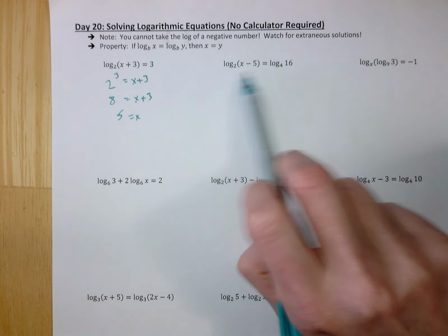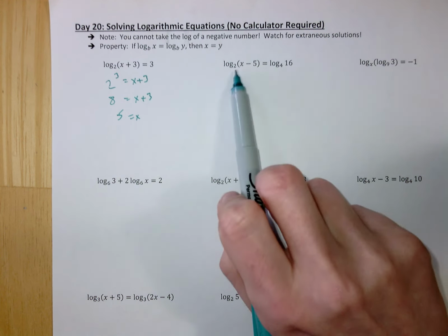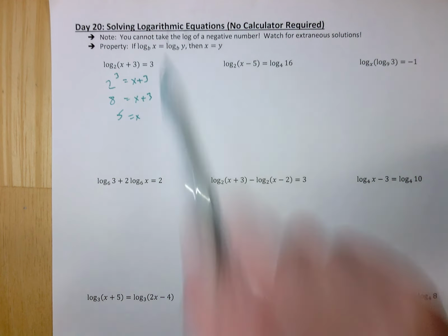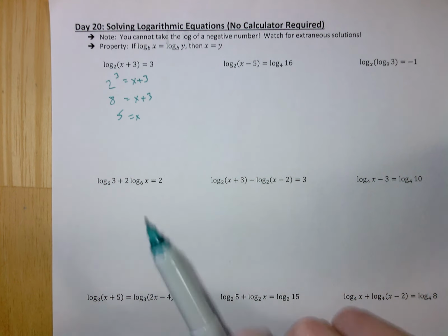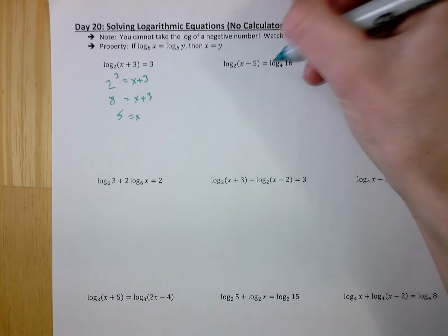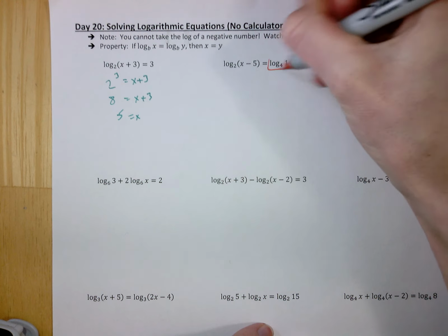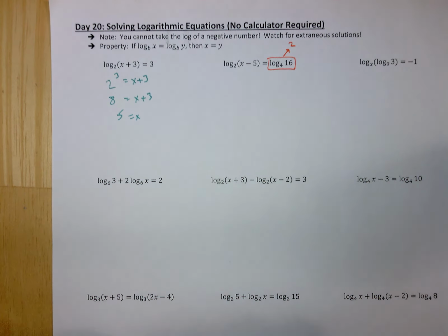Now this guy here, I was thinking that I was going to use this property, but then I noticed they have different base numbers. And for this property, the base number has to be the same. So that was my tip off that we can't use that property. I'm looking for another way out instead, and that's where I noticed this guy, log base 4 of 16. Well, I can just simplify that, right? Log base 4 of 16: 4 to what power equals 16? 2. So that simplifies to just 2.